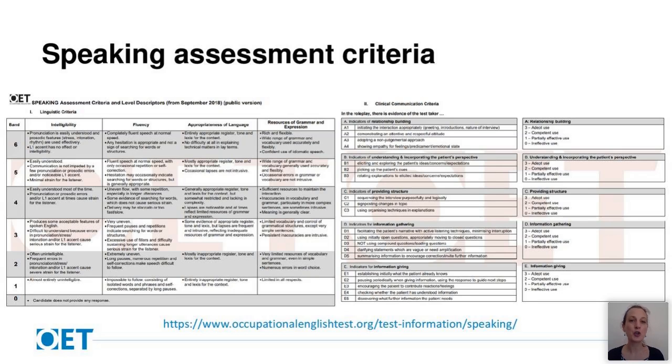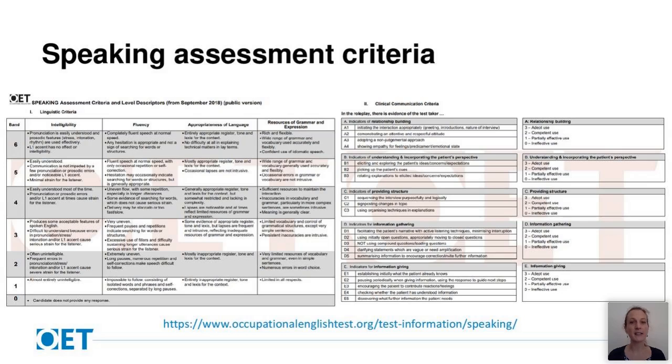So if you're not sure what the criteria are or what the assessors are looking for, this is something that you need to fix fast. This session is going to be a really good start. But make sure you download the criteria from our website link that I've got on the screen there.